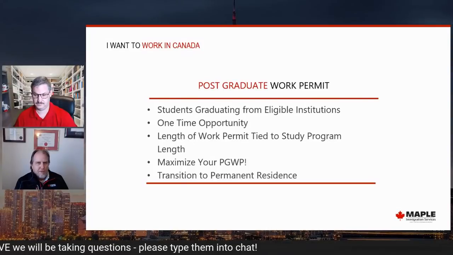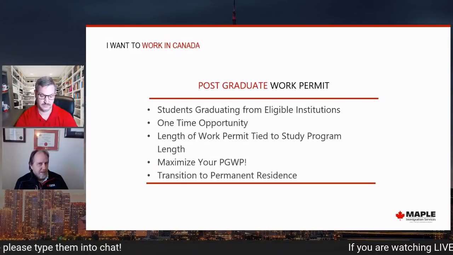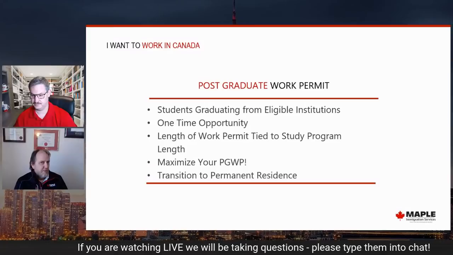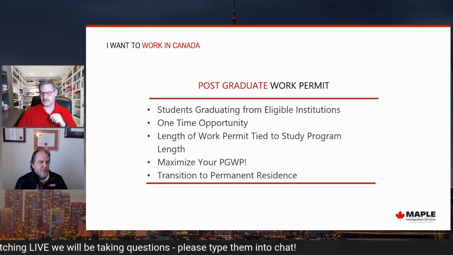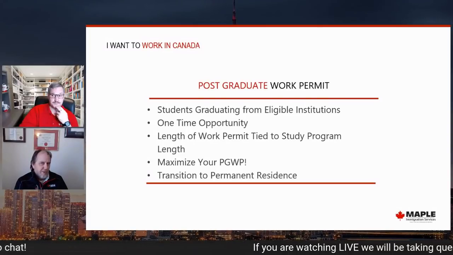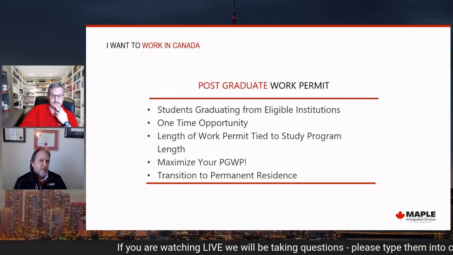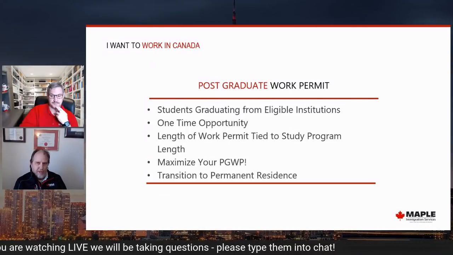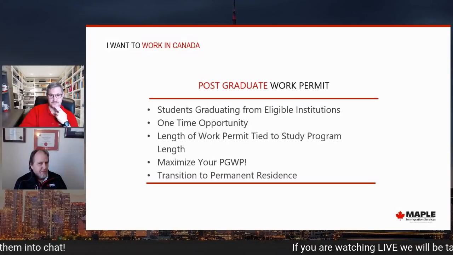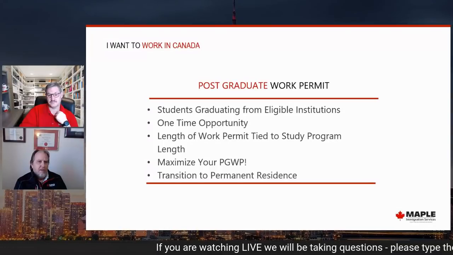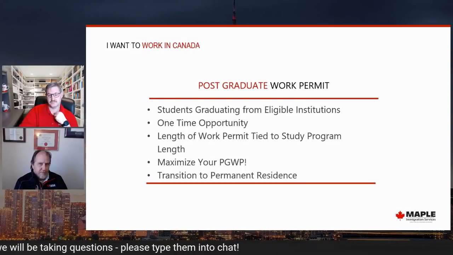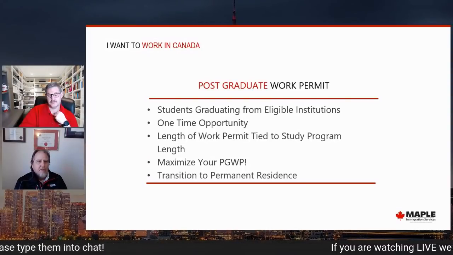What it allows you to do, if you come here for a 1-year program at one of these eligible institutions, is apply before you've completed your program for a postgraduate work permit, which will be an open work permit, basically equivalent to the length of your study program. So if you're here for a 1-year study program, you'll get a 1-year postgraduate work permit. If you're here for 2 or 3 years, you could get 2 to 3 years. The maximum is a 3-year postgraduate work permit. And like I said, these are open work permits, so they allow you to work in basically any occupation.